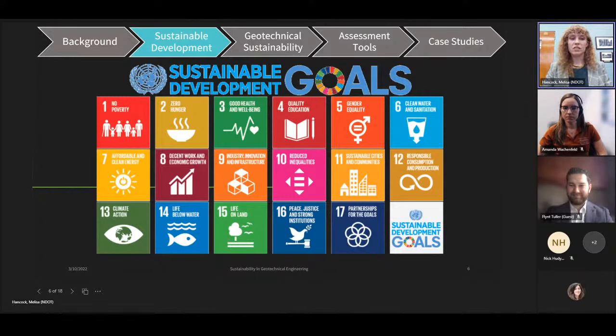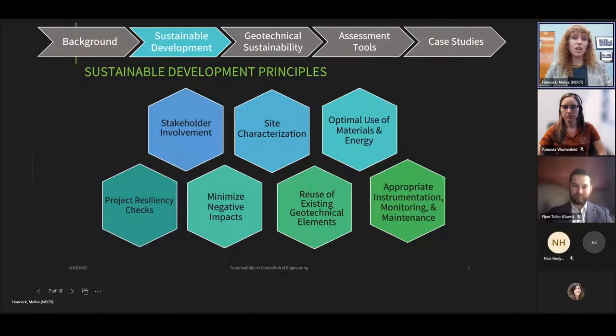These goals aren't all specific to civil engineering and geotechnical engineering, but there are some that are more geared, or geotechnical engineering has a part in these. So this is where we come in. So some sustainable development principles I've outlined here.